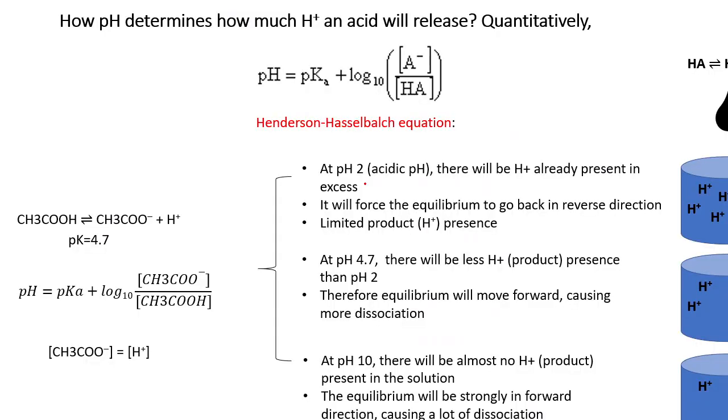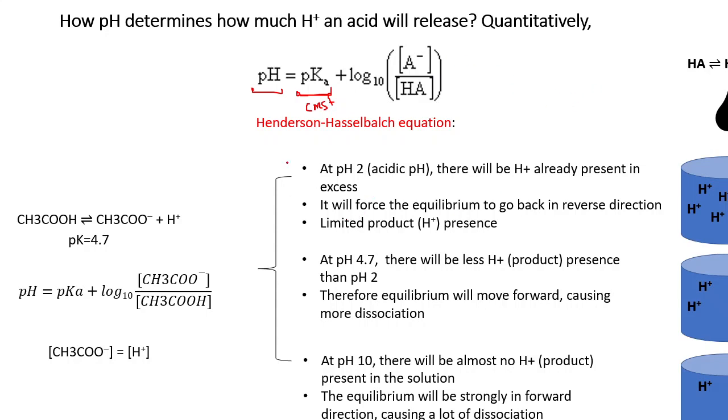In the last class, this is what we discussed: how pH determines how much H plus will release, and that is dependent on factors like pK. With pK being a constant, the variable here is the pH. This ratio, A minus by HA, is a function of pH. This is what we know from this equation, and what we discussed in the last class.